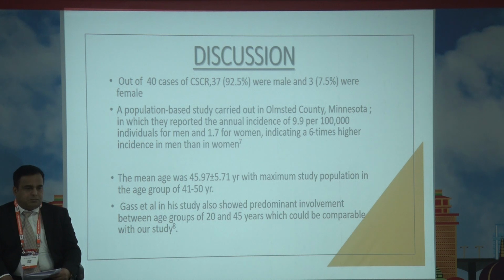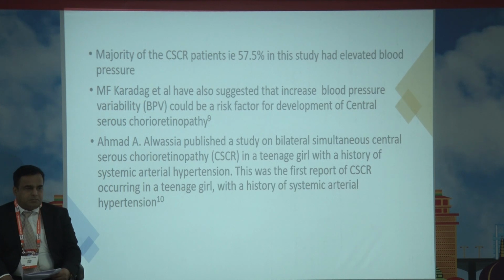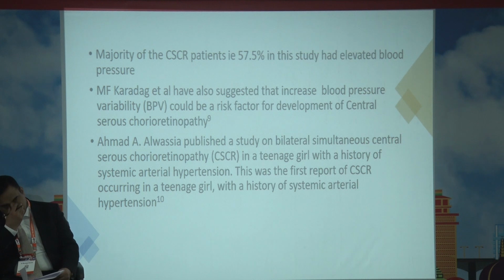In his study, it also shows that the predominant involvement is between the age group of 20 to 45 years. Thirdly, the majority of the CSER patients, that is 57.5% in this study, had elevated blood pressure. M.F. Karadak et al. have also suggested that increased blood pressure variability could be a risk factor for development of CSER. Ahmad Awasha has also published a study on bilateral simultaneous CSER in a teenage girl with a history of systemic arterial hypertension.